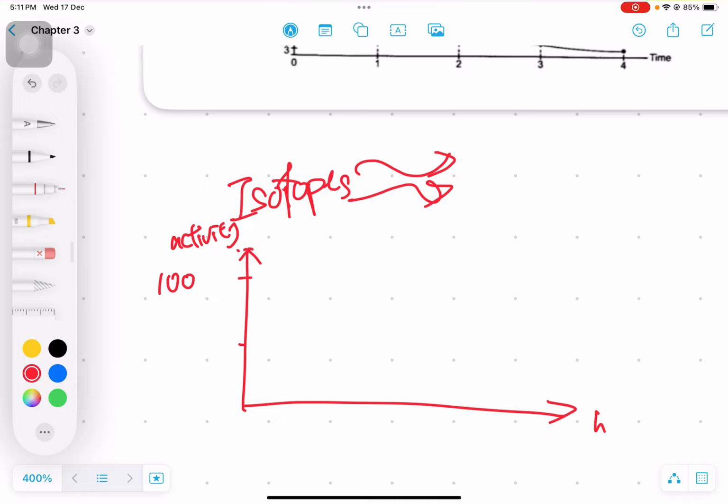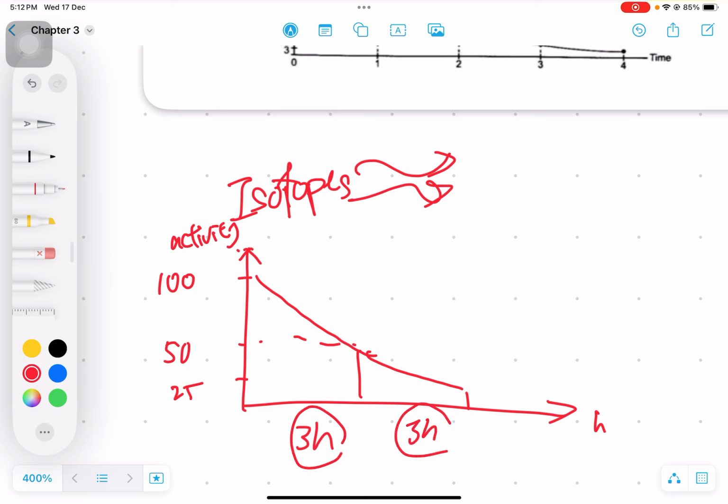By the time it goes to 50 activity, it usually takes different elements different times. Maybe if this one usually takes 3 hours, the time it takes to become 25 is also going to be 3 hours. It's fixed. The time for the activity to become half is fixed for each element.